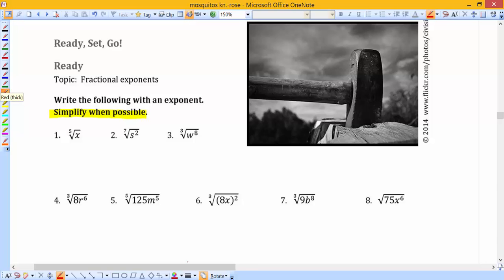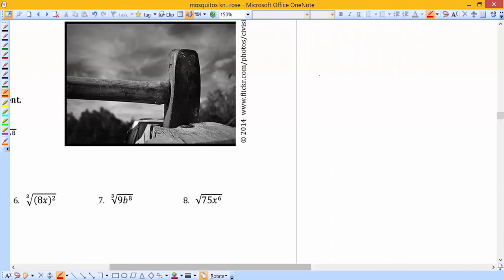So don't forget when we're writing radicals with rational exponents. If I have the cube root of x, this is actually x to the 1/3. So the number that is your exponent inside the square root is your numerator, and the radical is your denominator. Then from there, you guys can finish the problem.